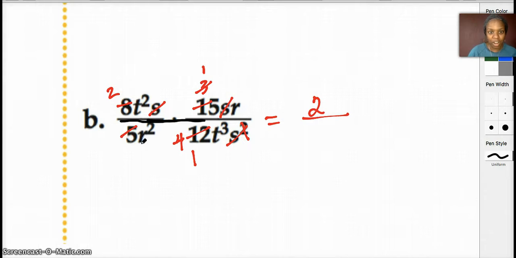Now we'll deal with the r's. One r is here, so I'm going to cancel that out, so I've canceled out an r. And finally, these t squareds need to cancel into this t to the third power to leave a t in the denominator. So what I'm left with in the denominator is an r and a t. In the numerator, everything else has been canceled out aside from this 2. So my final answer is 2 over rt.